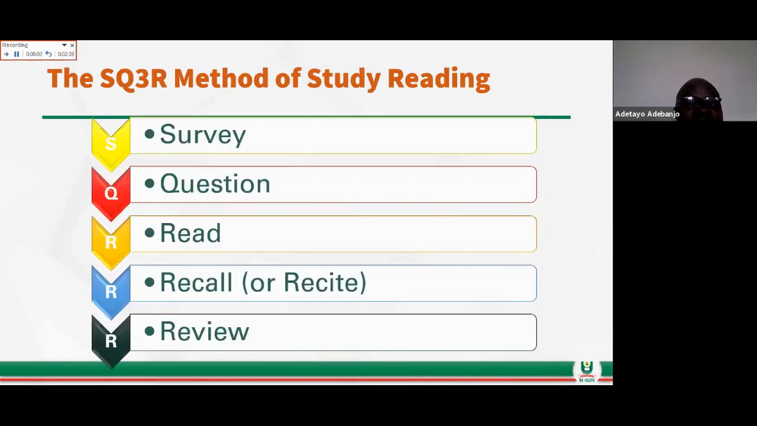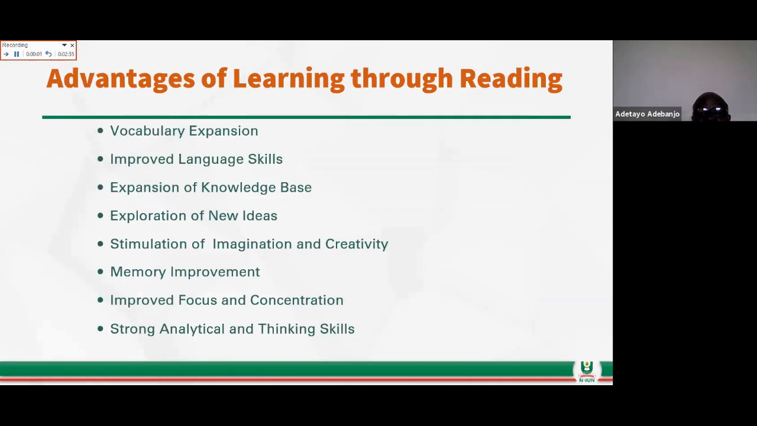And then we talk about the SQ3R method of study reading. That is, you survey, question, read, recall, recite, and review. Then we'll talk about the advantages of reading: vocabulary expansion, improvement of language skill, expansion of knowledge base, exploration of new ideas, stimulation of imagination and creativity, memory improvement, and strong analytical and thinking skills.